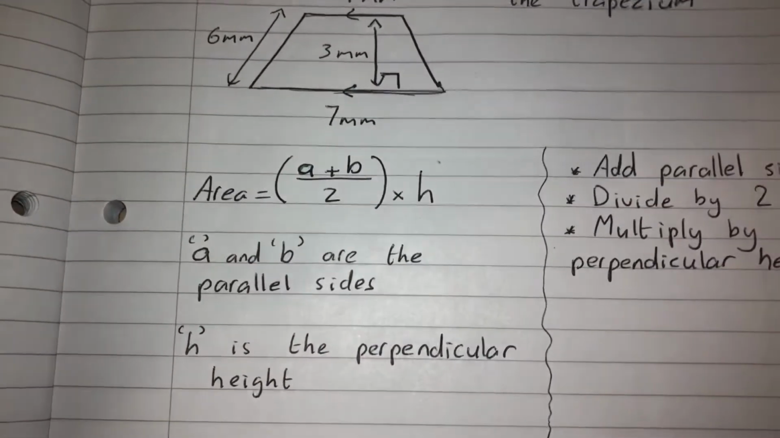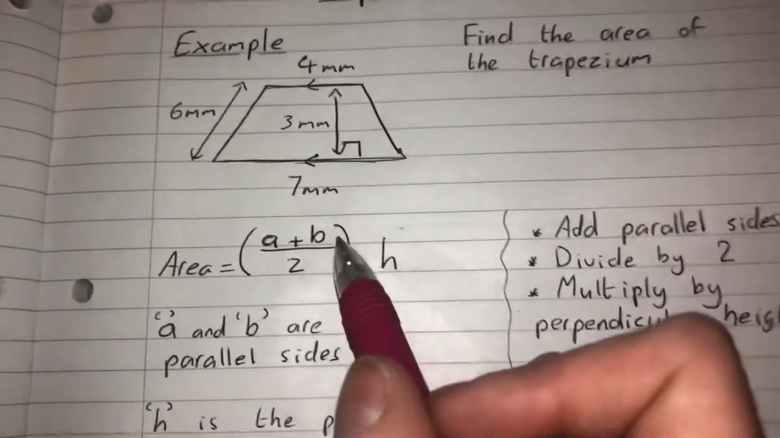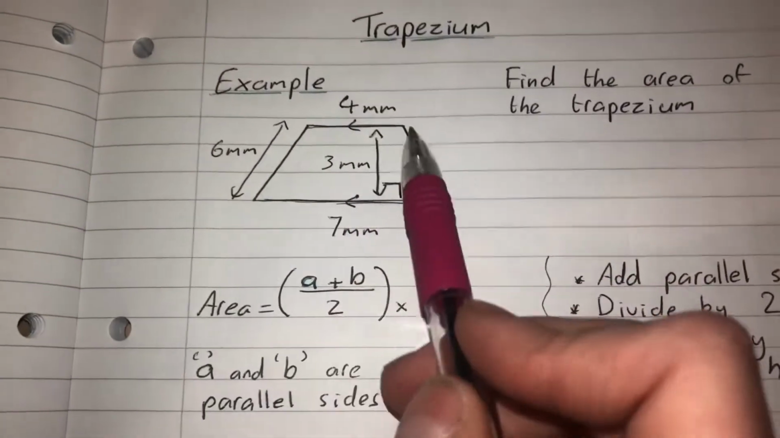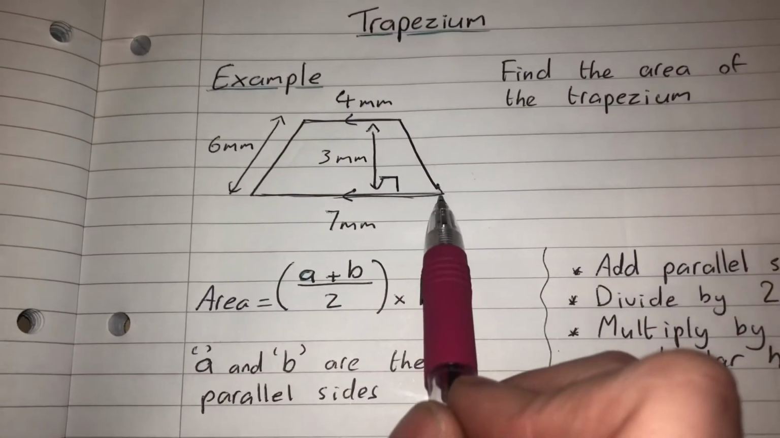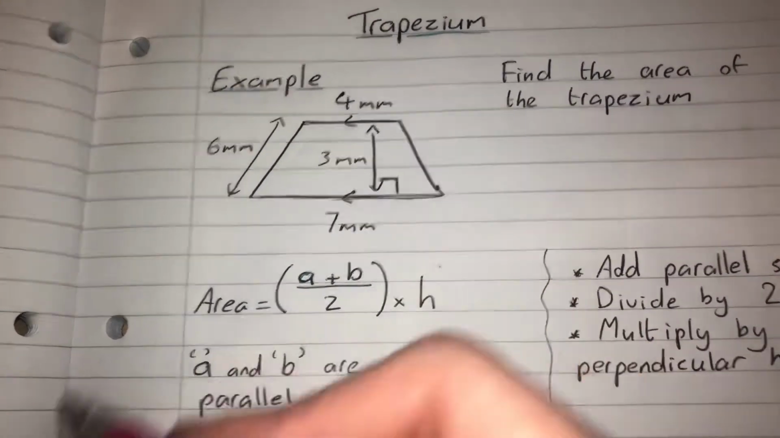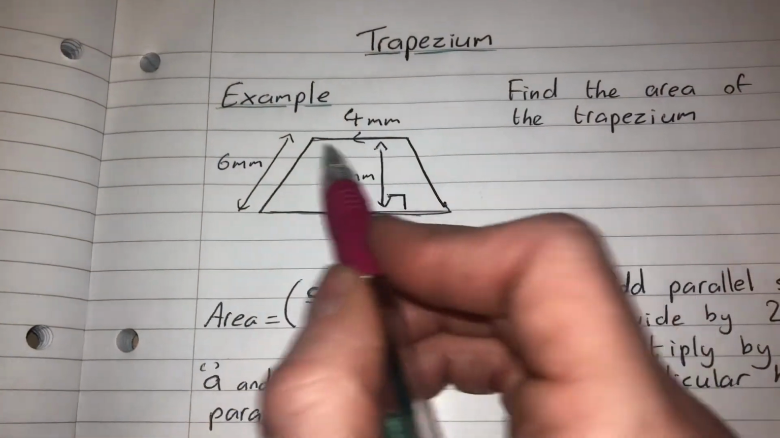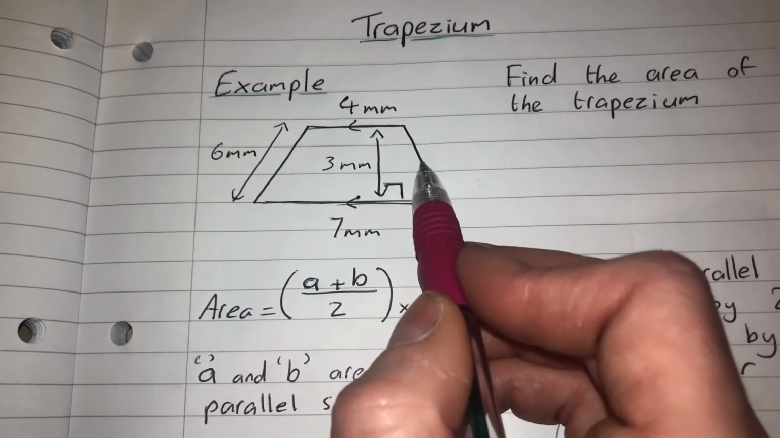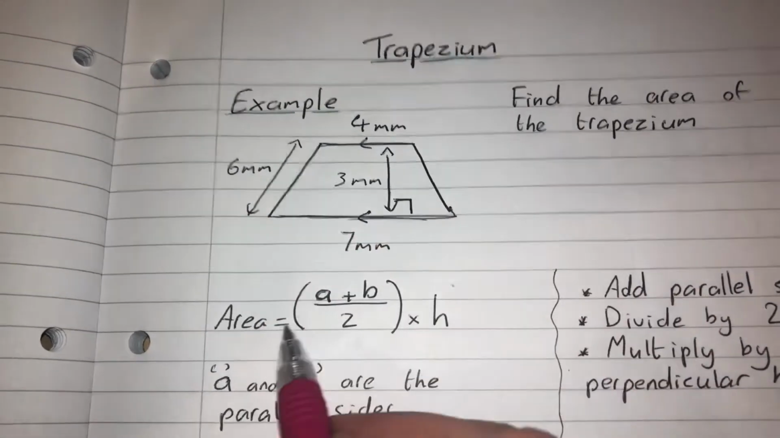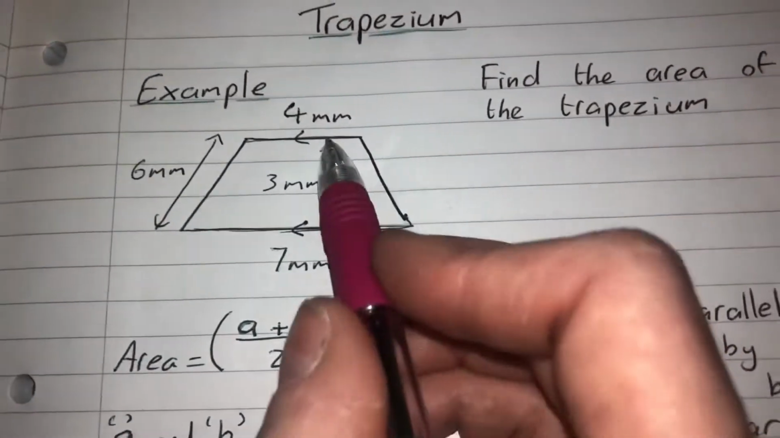So if I was to use this form of the formula, just to explain it, what makes a trapezium unique is that it has one pair of parallel sides, and that's it. That's what makes a trapezium unique. So this pair, the 4 and the 7, they are parallel. This side and this side are not parallel. And then we have the perpendicular height that is given to us inside the shape here.